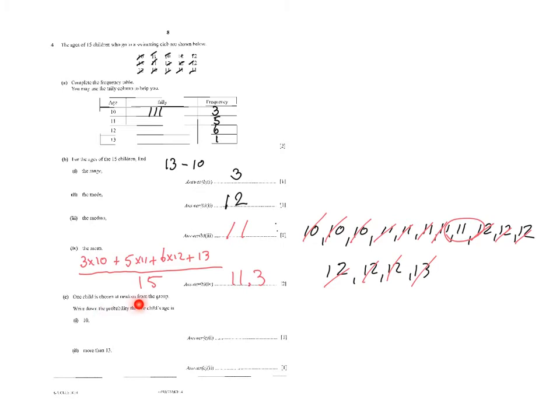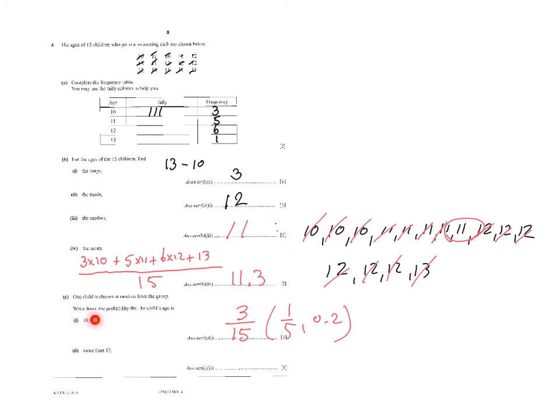All right. One child is chosen at random from the group. Write down the probability that the child's age is 10. So the chance, that's 3 people are 10 out of 15. So that is 3 out of 15. And if you like, you don't have to, you can simplify that 1 over 5 or even give it as a decimal if you want.